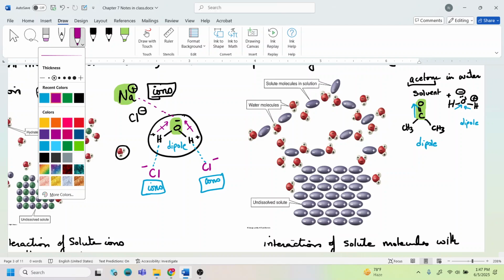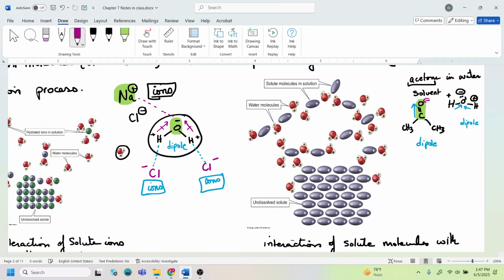Because I do have a dipole between the C and the O, and the O is more electronegative, the O now is going to be negative and the C is going to be positive. We say that these are partial charges, but I'm just going to write them as regular charges. So what I'm going to have here is that for the water to solvate the acetone, the oxygen in the water is going to interact with the carbon of the acetone. So this is how it is.